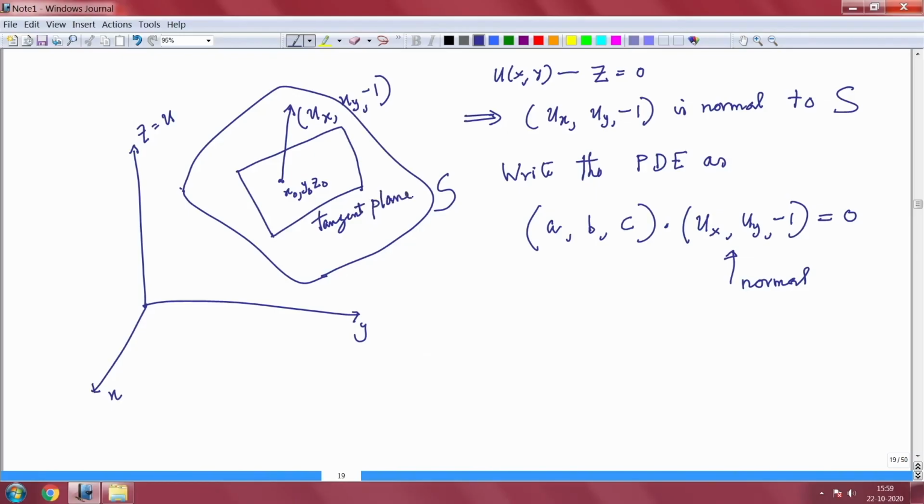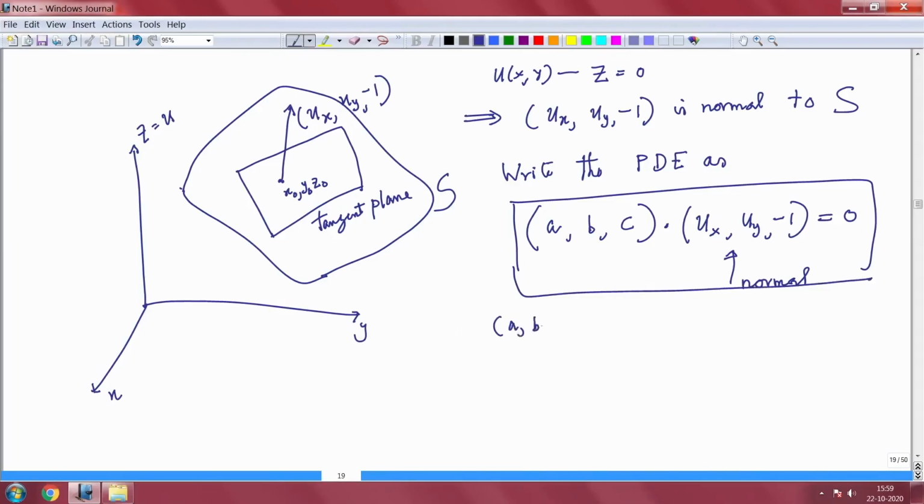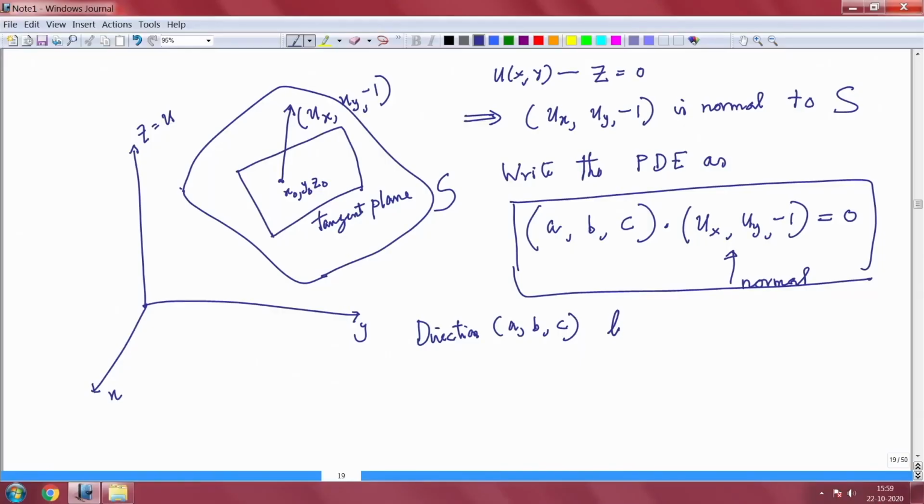Okay. So, this condition tells us that ABC, the direction ABC, which we eventually call the characteristic direction, whenever you fix a point x, y and z, a(x,y,z), b(x,y,z) and c(x,y,z) at this point, (x naught, y naught, z naught), provides a direction, and the PDE tells you that ABC lies on the tangent plane.